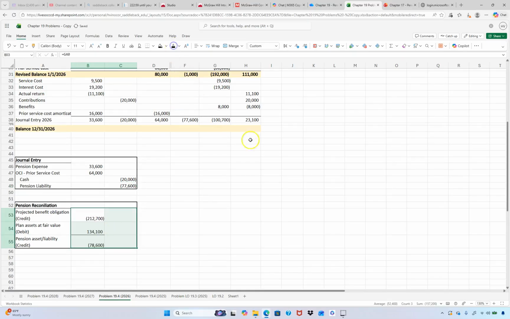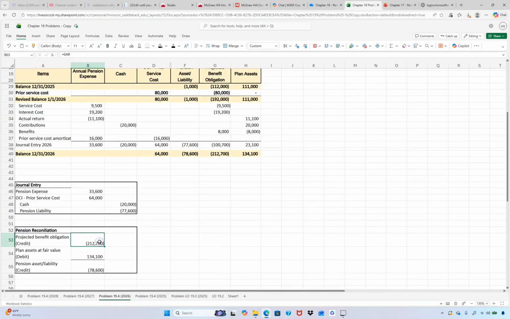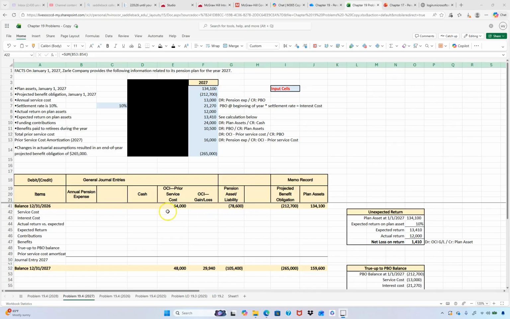Now let's look at our pension reconciliation to see, are we underfunded or are we overfunded? So let me just show you. Here's the ending balances for our balance sheet accounts, right? Because they roll forward. So the ending balance for the projected benefit obligation is 212,000 credit. Our plan assets is 134,100 debit. So we have a net credit of 78,600. So in this situation, our pension plan is underfunded, right? We owe more than we have. Okay.